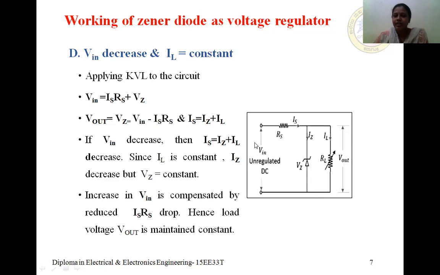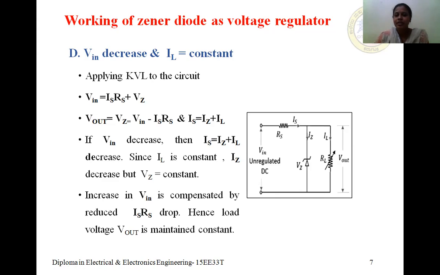If Vin decreases, our Is also decreases, but IL is maintained constant. This Iz gets decreased, but Vz is constant. So the decrease in Vin is compensated by the reduced Is into Rs drop. Hence, the load voltage, that is the output voltage Vout, is maintained constant. In this way, the output voltage is maintained constant.